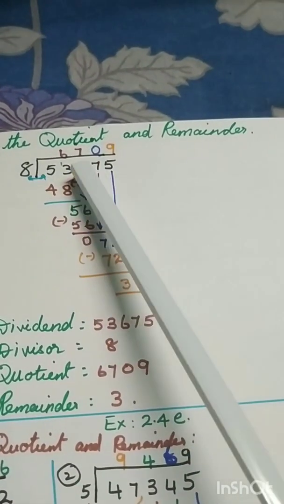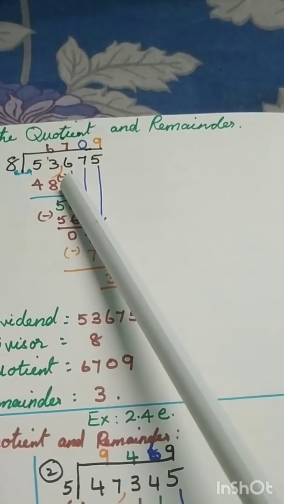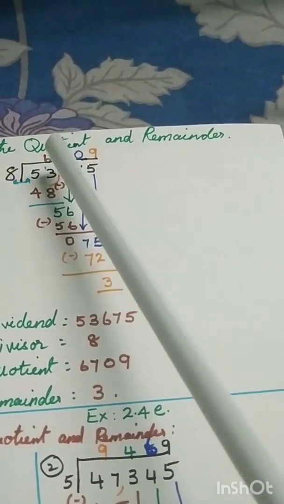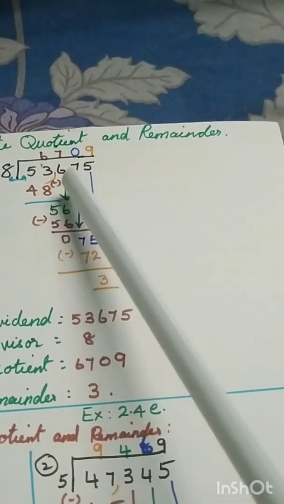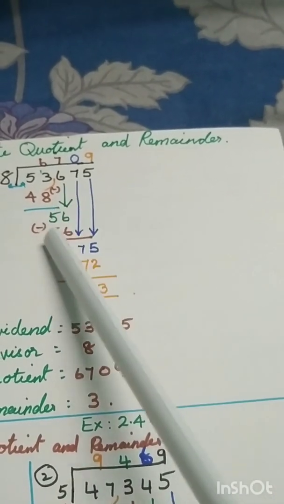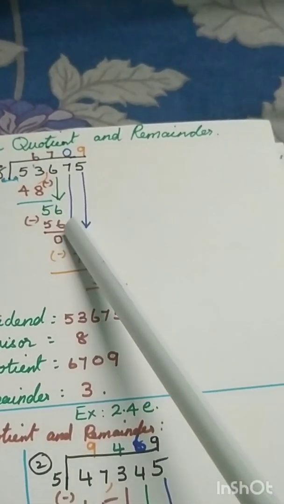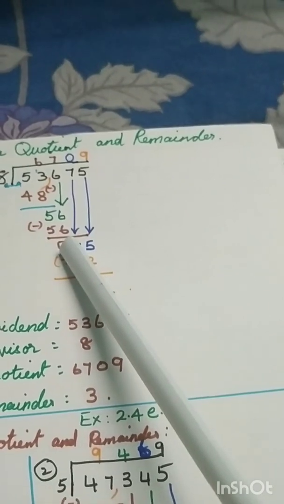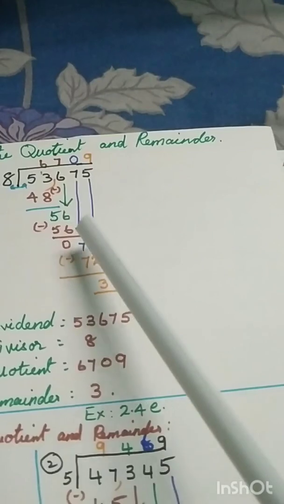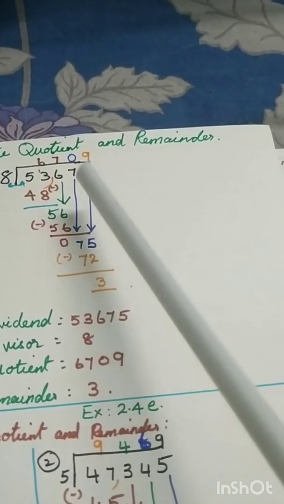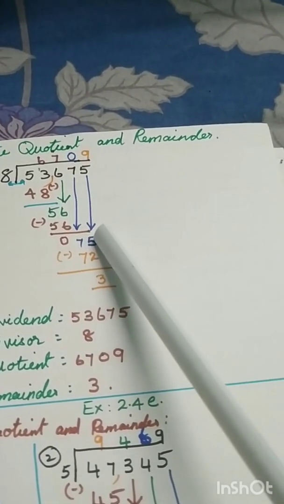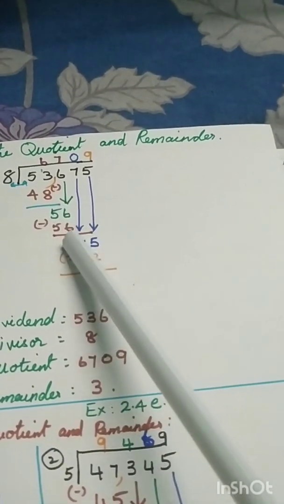As usual, how to do subtraction? 3 minus 8 will be what? Can you get 3 minus 8? No. So borrow, it will become 13. 13 minus 8 is 5. Then bring down the 6. Then you get 56. So 8 7s are 56. 56 minus 56, 0. Then bring down the 7. So you can't get 7 here because 7 is a very small number. So put a 0 there and bring down the 5. So you have 75 as the number.